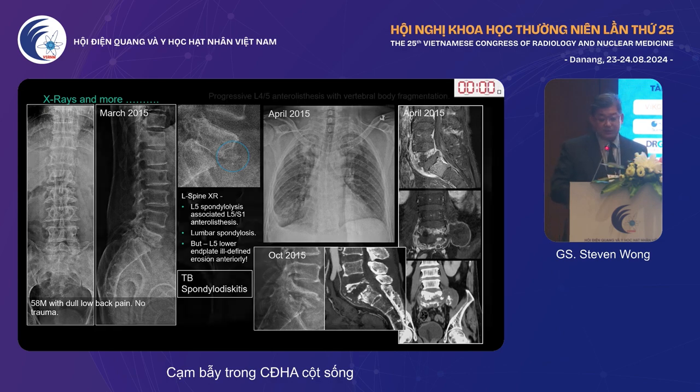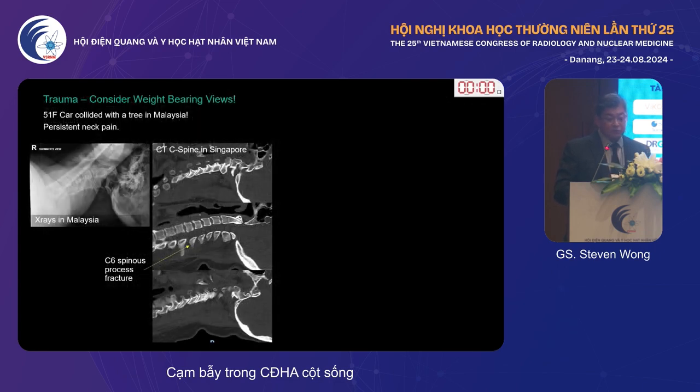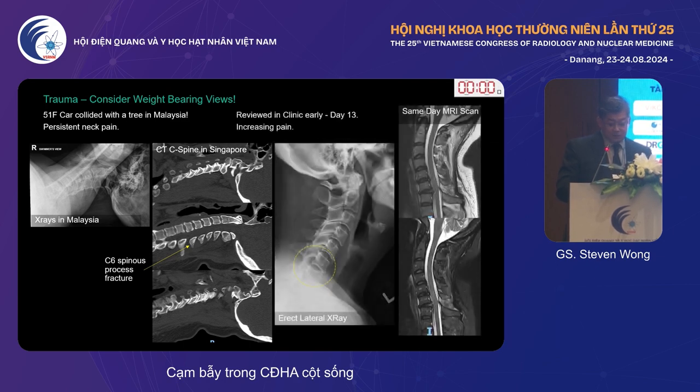Okay, so infection. Another two more minutes and I'll finish. We saw this one earlier, where if you do additional studies and reformats, you will see the infection in the disk spaces better. Okay, so for trauma, consider weight-bearing views. In this patient, unfortunately, the degree of instability was missed in the initial setting when the patient came to clinic and did the X-rays. Oh my word, the degree of listhesis is worse than before, and we rushed the patient for MRI. I can see that there is cord compression at that time.